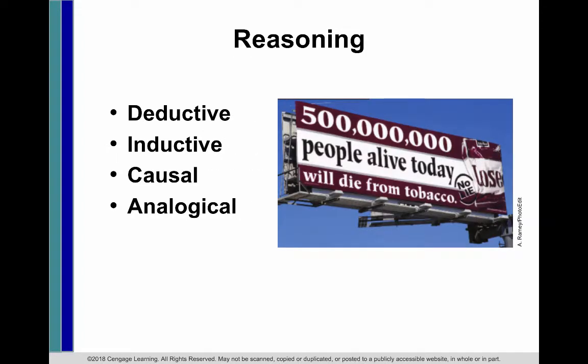Reasoning is the process by which you link your evidence to the claim, showing how it supports and proves the claim to be true. There are lots of different types of reasoning, but for purposes of our class, we focus on these 4 types: deductive, inductive, causal, and analogical reasoning. Let's look at each of them.